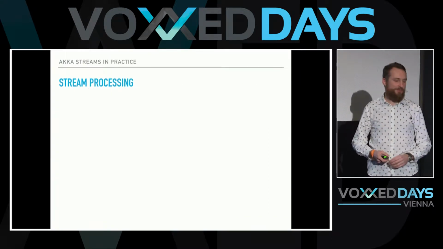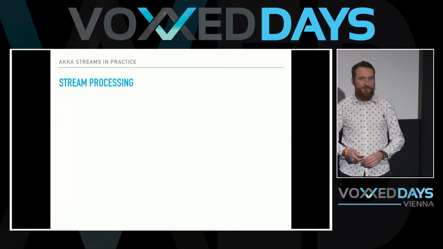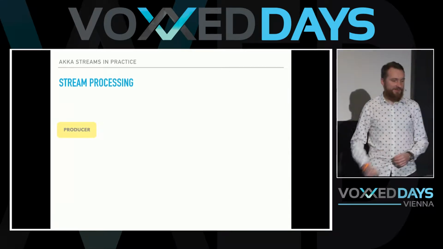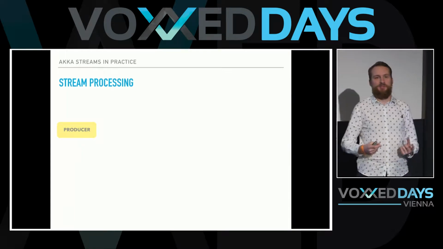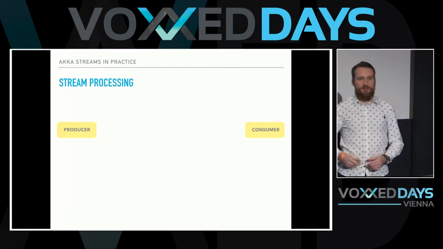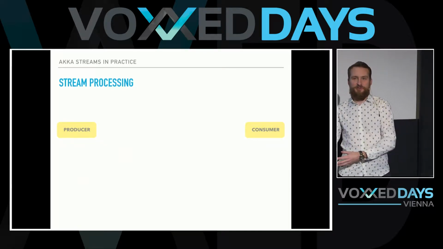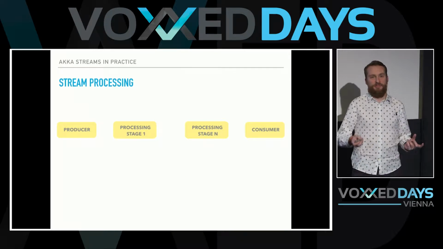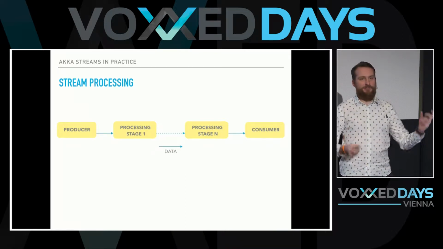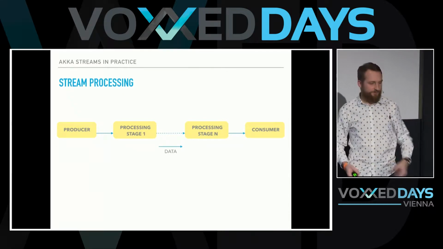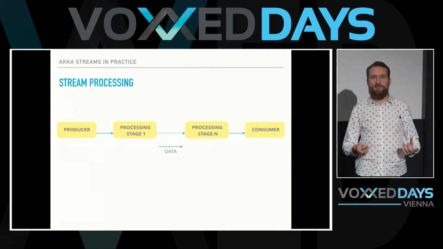Okay, so what is stream processing actually? Well, perhaps a lot of you have heard about the concept. The general idea of stream processing is that you have some kind of source of your data. We can call it a producer. You have a target place for your data, which we can call a consumer. And then you have a number of processing stages. And of course, the data flows from the producer through the processing stages up to the consumer.